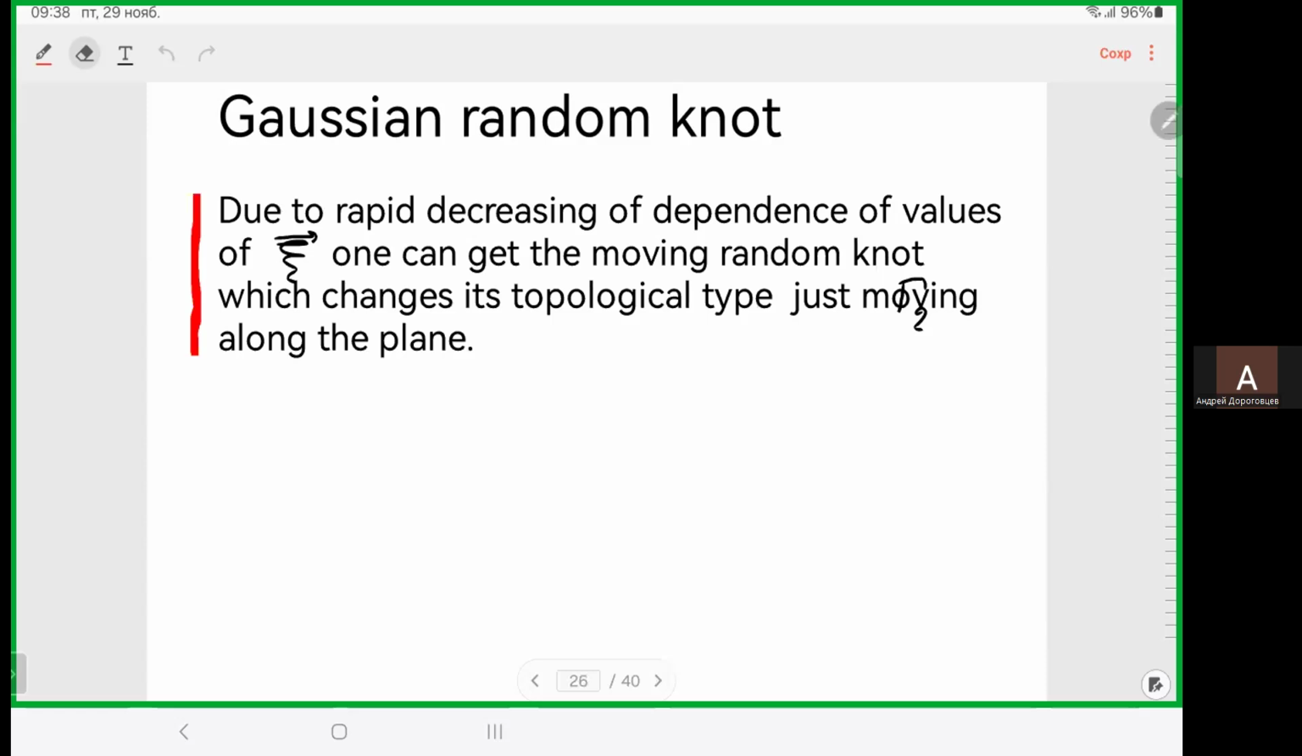Now let's see that we can change the topological type of our random curve. Why is it true? You remember the covariance between the values of our coordinates. Let me call them Xi1 at U and Xi2 at V.